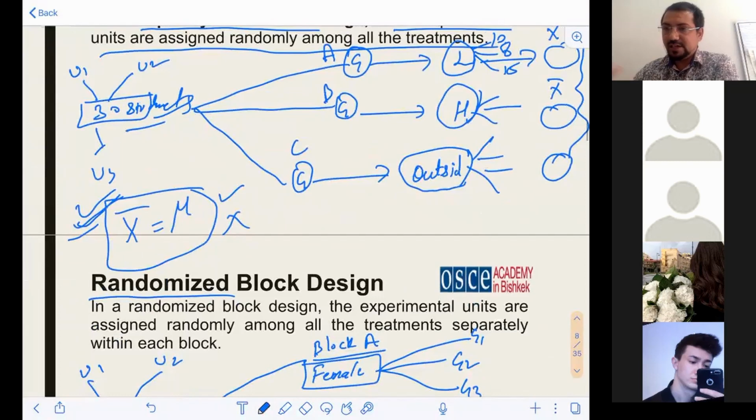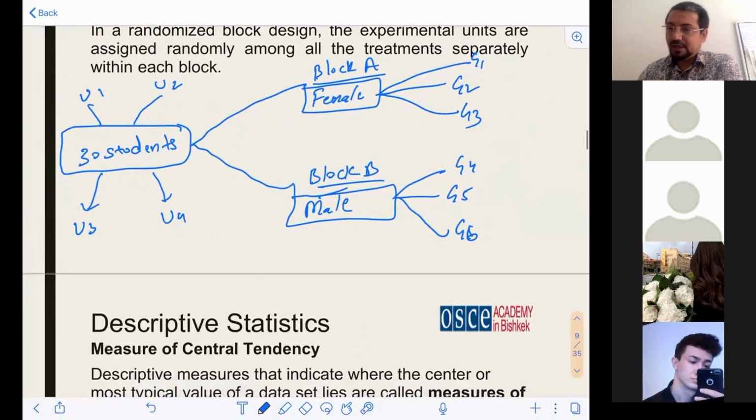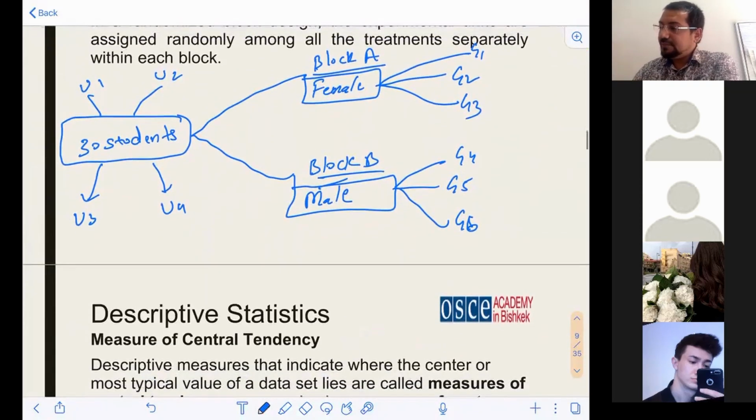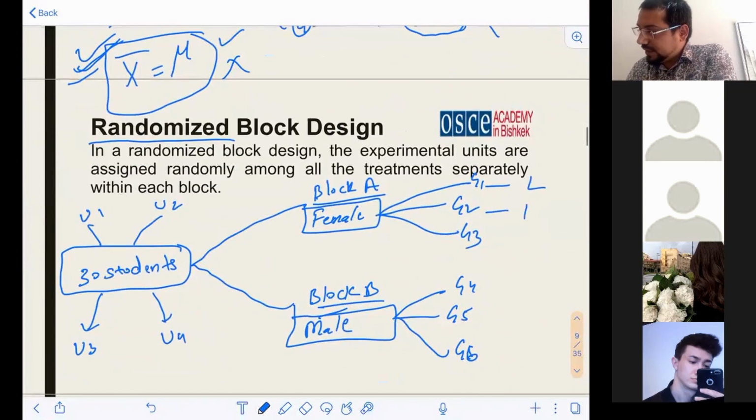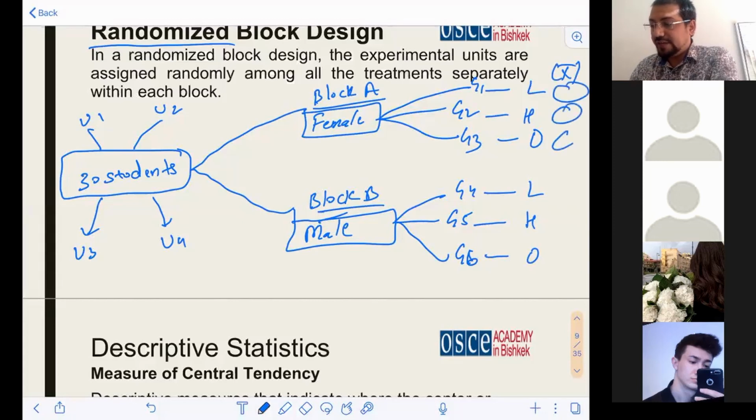Earlier we did not have blocks, therefore we had just three different groups from the same population. But here we have blocks, and then we have further division, and again we assign them the same thing: library, home, and outside. Likewise here, library, home, and outside. Then we find the mean, the average of all, and compare our results to see which design is actually the best. Are you getting my point?